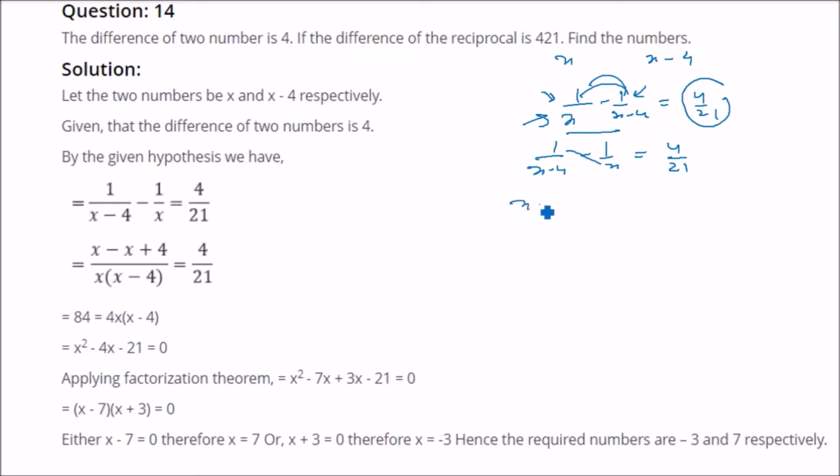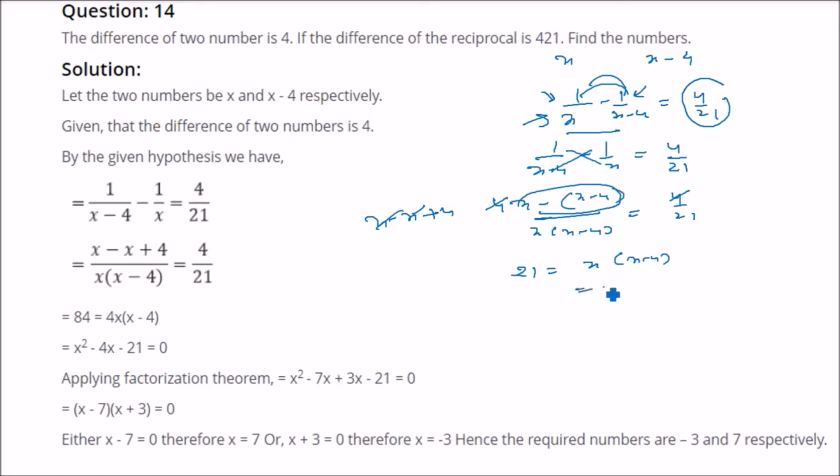Now take x here, take x minus 4 here, and then x times x minus 4 equal to 4 by 21. So I'll just open this. x minus x plus 4, x cancels. So 4, only this will be 4. And 4 is here also. So what are you going to get? 21 will be equal to x into x minus 4. That is x square minus 4x minus 21 equal to 0.